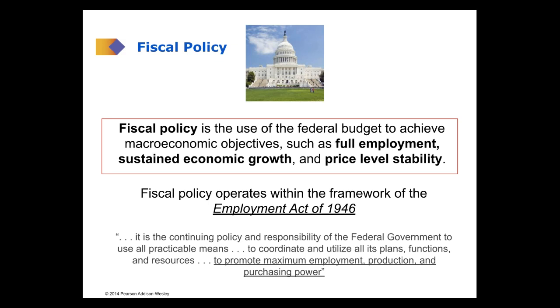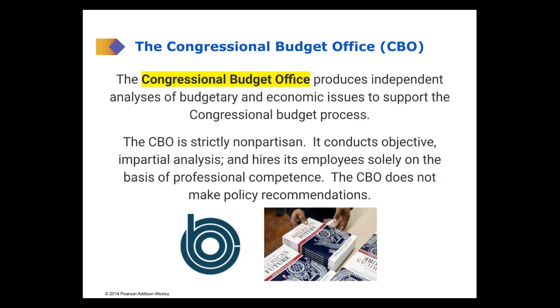Now, Congress gets its authority to use the budget process and taxing and spending to achieve macroeconomic objectives from the Employment Act of 1946. So the responsibility for taxing and spending, the two main levers of fiscal policy, resides with the Congress.